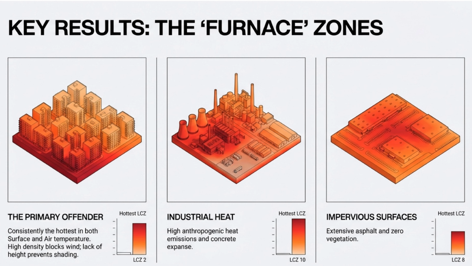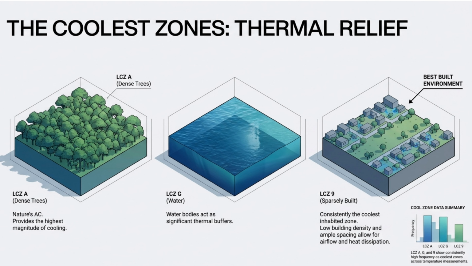The vast majority of studies, 68.8%, used surface urban heat island measurements from satellites, essentially measuring the skin temperature of the city. Only 33.1% measured canopy urban heat island, the air temperature that humans actually breathe. Critically, only 7.1% of studies combined both methods. This measurement gap is important because surface and air temperatures can tell quite different stories about human thermal comfort and health risks. Now let's look at the key results.